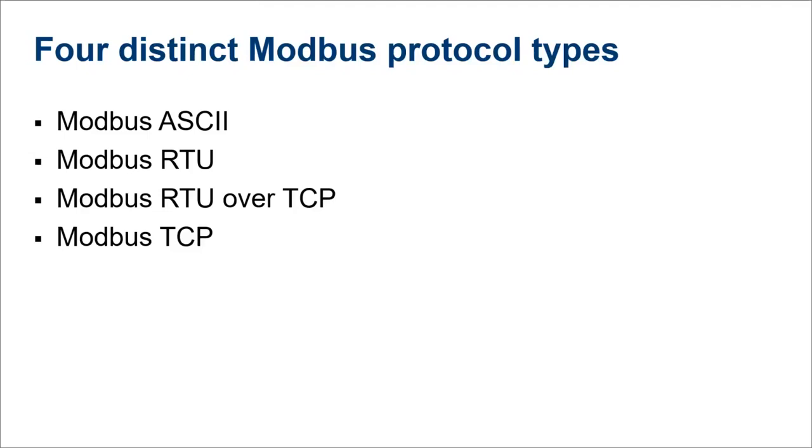Modbus RTU over TCP is a TCP tunneled serial connection. So this is serial Modbus, but it transmits over an Ethernet network. Modbus TCP is all Ethernet. So everything is managed by TCP ports and IP addresses. There's no conversion back and forth between serial. That is the basics of SEL protocol and Modbus.